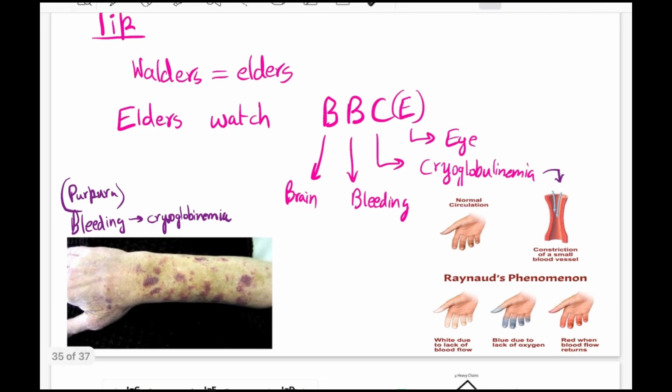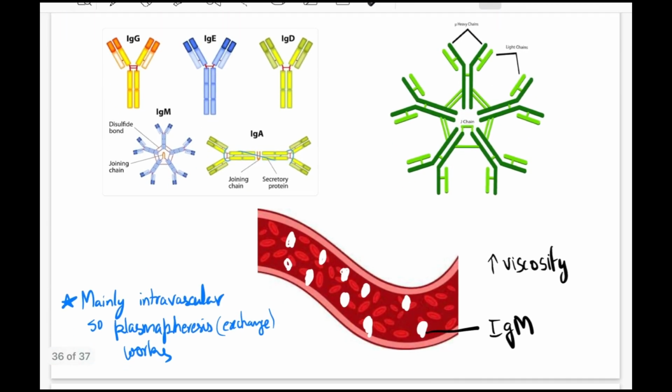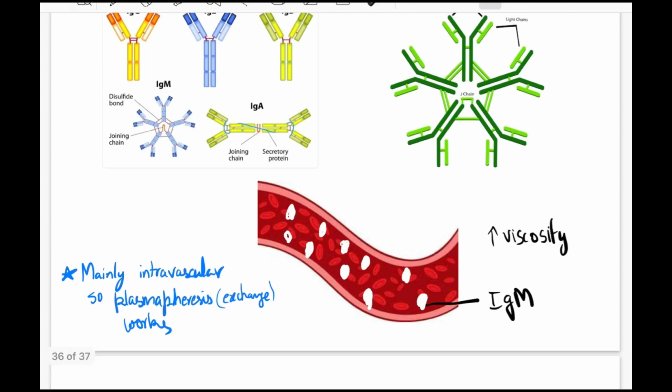Next, here you can see that the antibodies IgG, IgE, IgD and IgA are small, whereas IgM is a large antibody. So freely moving IgM antibodies raises the viscosity of blood and impede the blood flow in the small vessels. And the main treatment mainly include plasmapheresis, as the effect is mainly intravascular in this.